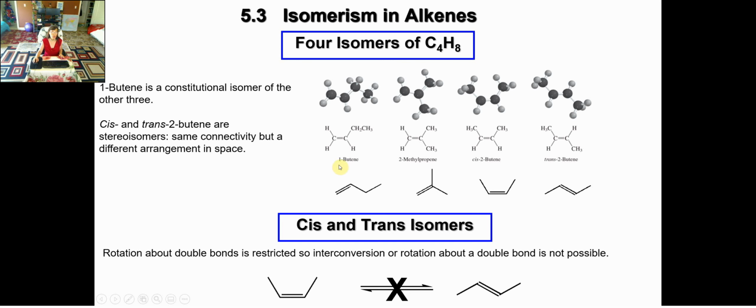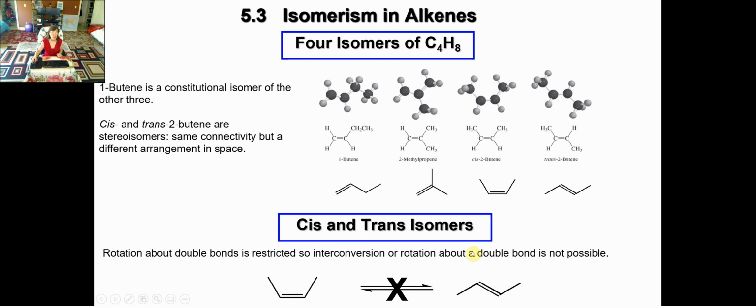You have these 4 different isomers for C4H8. So 1-butene is one of the isomers, and your 2-methylpropene, this molecule is called a constitutional isomer compared with the other ones. So these 2, you call them stereoisomers. Cis and trans, they both can exist, but cis and trans cannot be interconverted. Your cis cannot be subject to conversion to the trans.